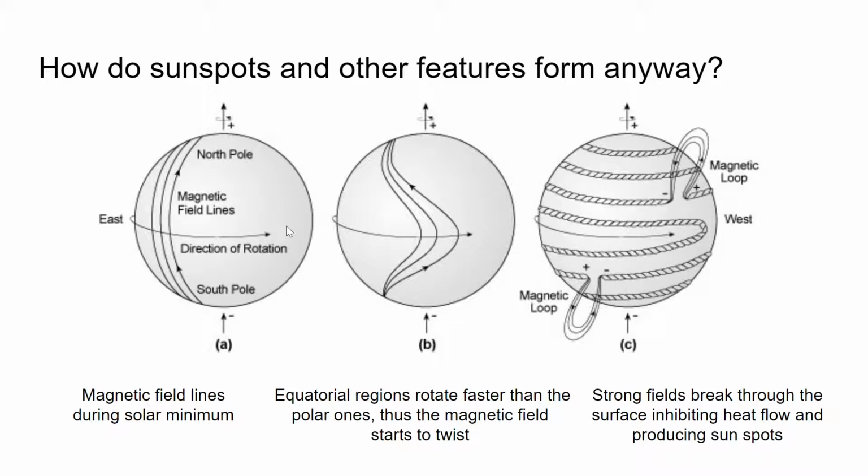But as time passes by, because the sun is a ball of gas, the equatorial regions actually rotate faster than the polar ones. There is an uneven speed of rotation between the equatorial areas and the polar areas, and that makes the magnetic field of the sun a little bit twisted. And as time passes by, so around 2 or 3 years away from the minimum, the magnetic field becomes so twisted that the strong fields can break through the surface and inhibit the heat flow and thus produce sunspots.